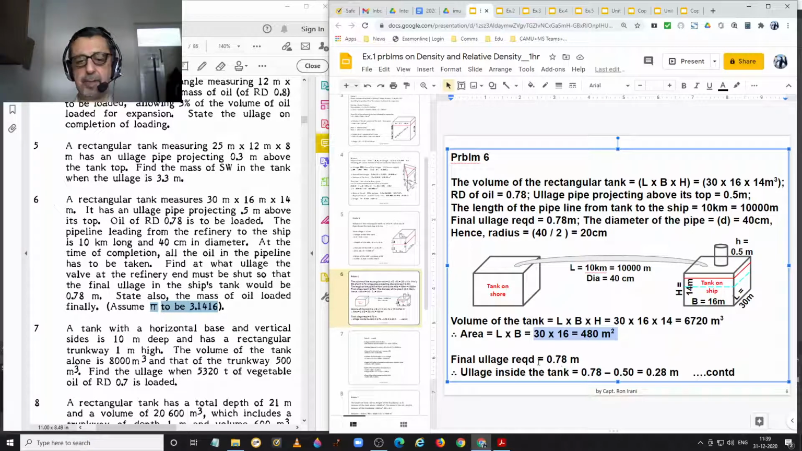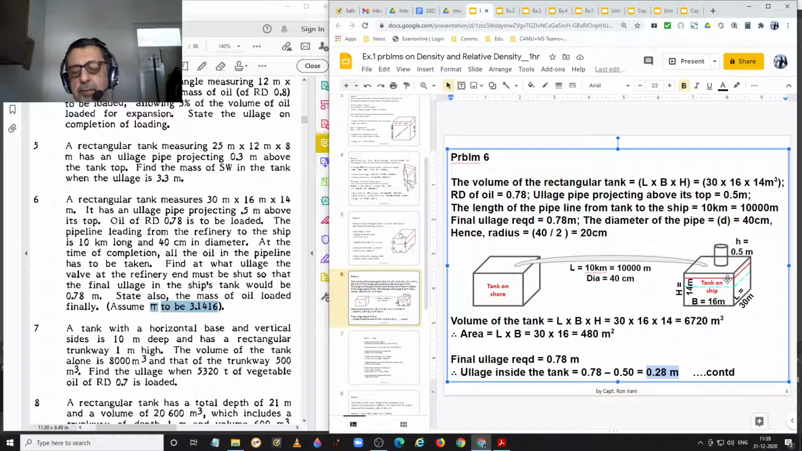Final ullage required is 0.78, and that is from the top of your ullage pipe. And when you take it just from the top of your tank, it is 0.78 minus 0.5, which is the height of the ullage pipe. Therefore, ullage within the tank is to be 0.28 meters.